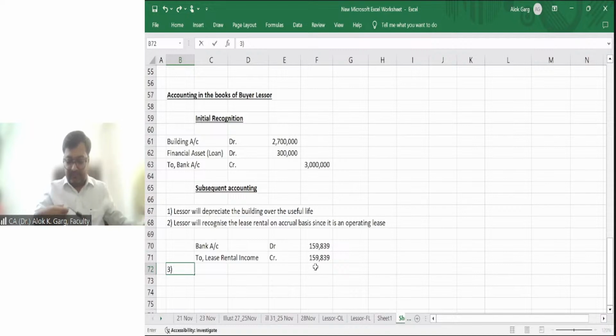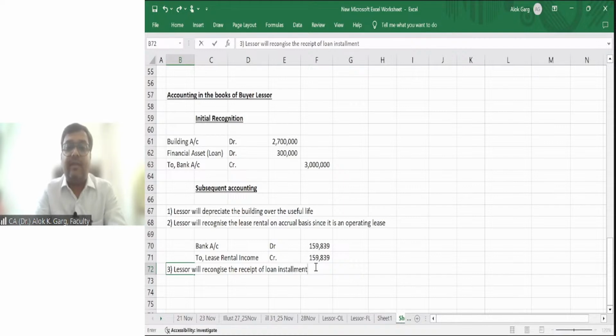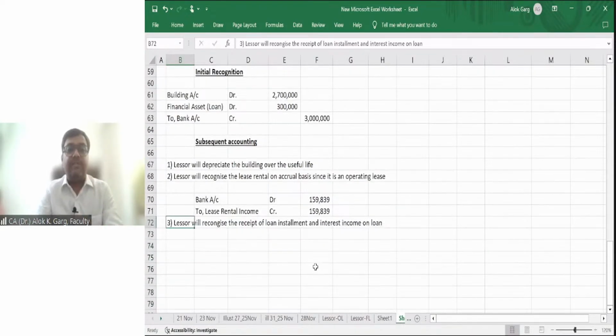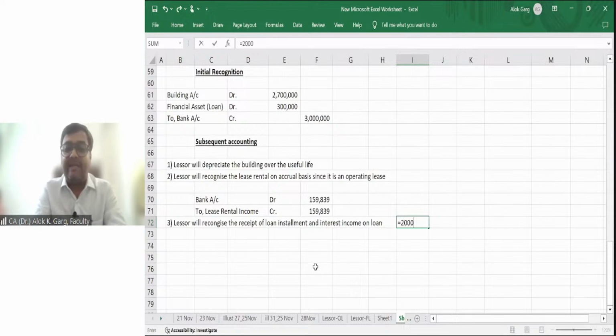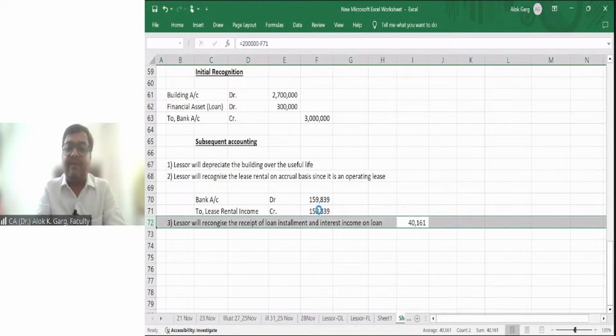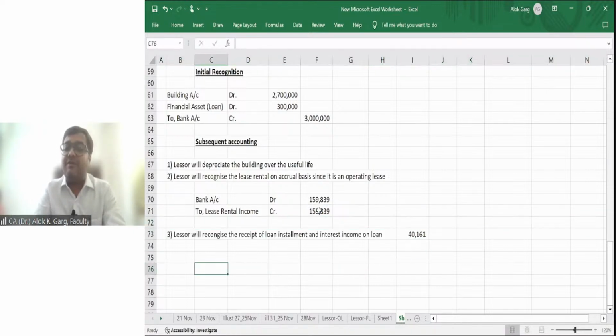Third, the lessor will recognize the receipt of loan installment and interest income on loan. Now, what is the amount he will receive? 2 lakh minus 159,899, which means 40,000 he will receive every year. Now, how will the accounting of this 40,000 happen?